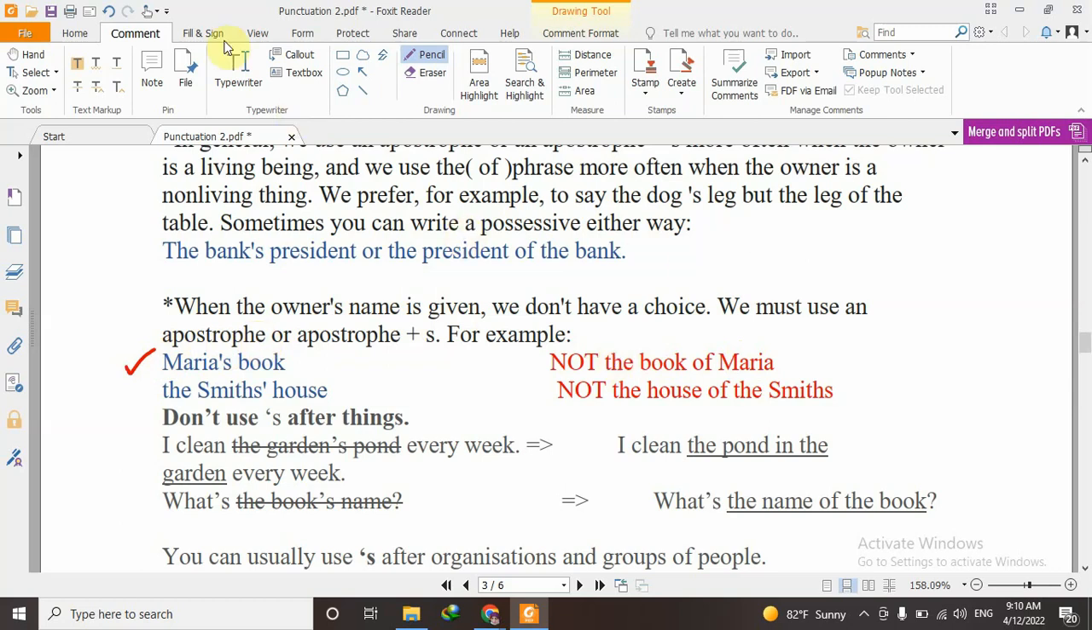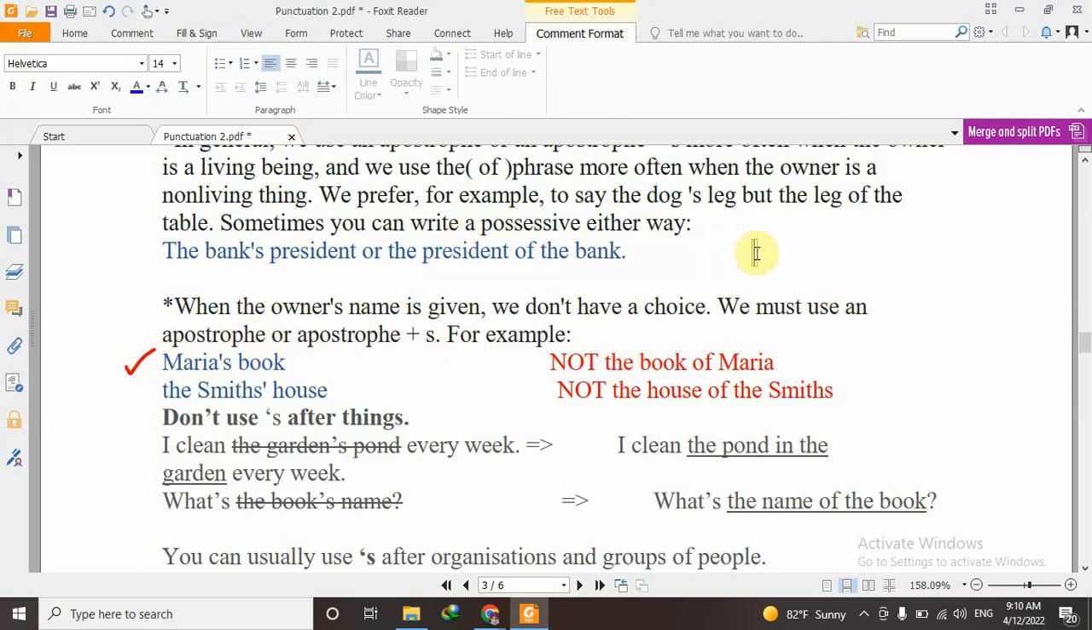I can say my brother's car, or I can say the car of my brother. Both of them are correct. But if I give the name of my brother, if I say Ahmed's car, so it is Ahmed's car and not a car of Ahmed. Why? Because I give the name of the person.